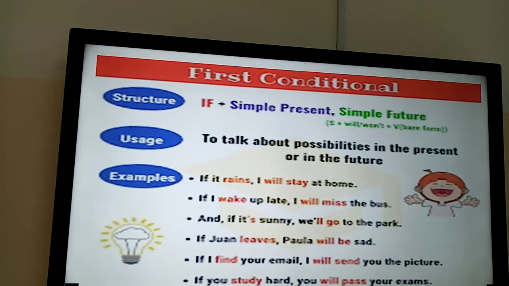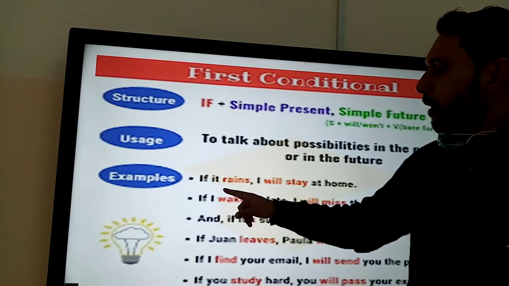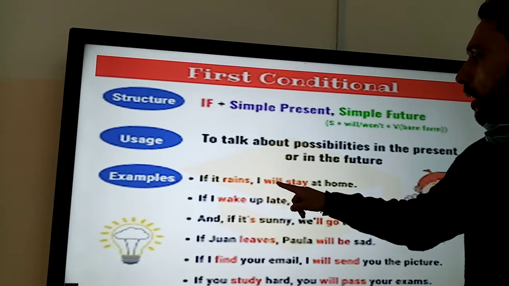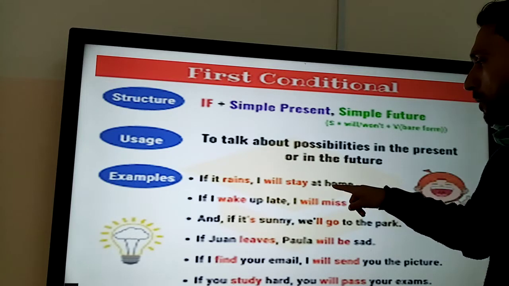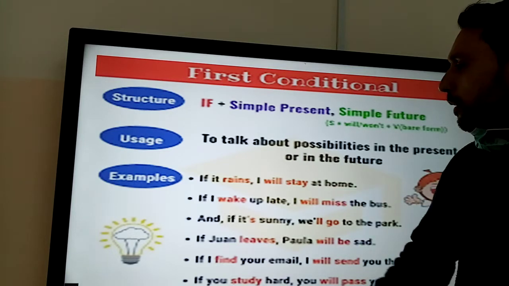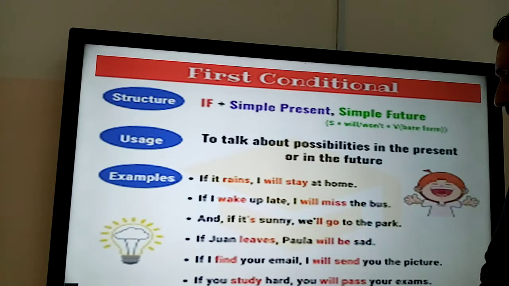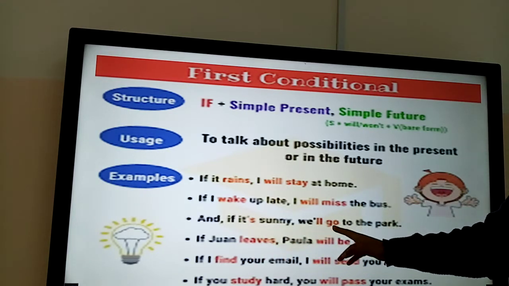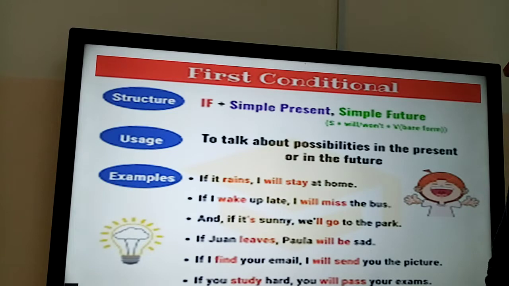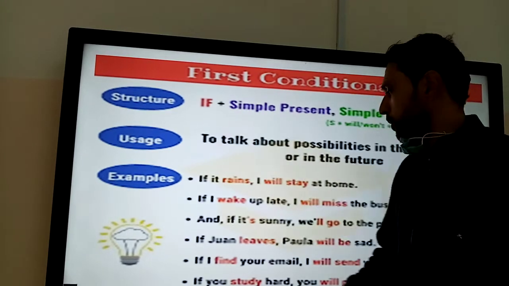As in the example, if it rains, I will stay at home. Here we have if, it rains as a present simple. If I have present simple here, then I should have will stay at home. Another example: if I wake up late, I will miss the bus. And if it's sunny, we will go to the park. These are examples of the usage of the first conditional.